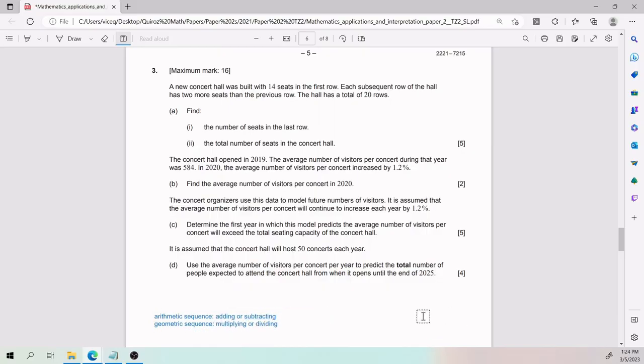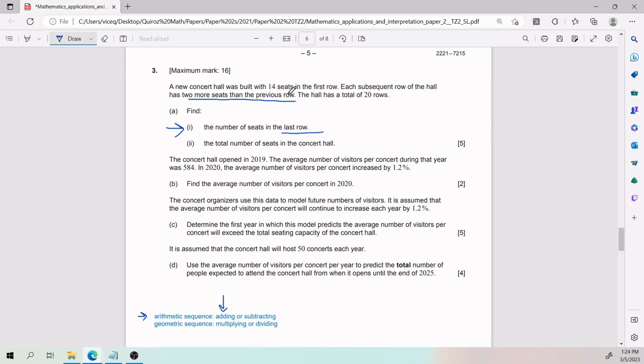All right, so in this case, are we adding or subtracting? Are we multiplying or dividing? Because we're adding 2 more seats than the previous row each time, we are indeed adding. That makes it an arithmetic sequence. So boom, that's the first thing you identify. This is an arithmetic sequence. And so in an arithmetic sequence, if we need to find the number of seats in the last row, what can we do?